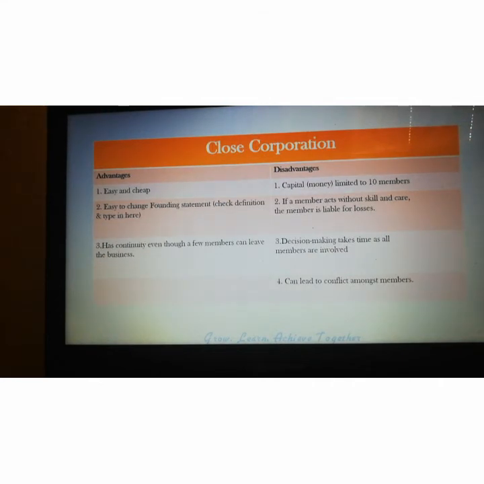So yeah, we are going to move on to the advantages and disadvantages of a close corporation, CC. The letters must end with CC at the end, remember. The first advantage is that it is easy and it is cheap.